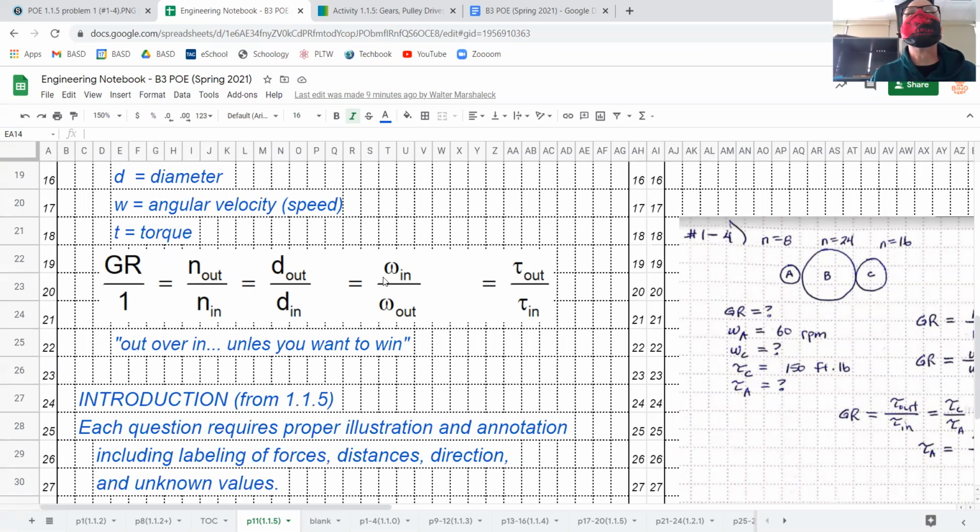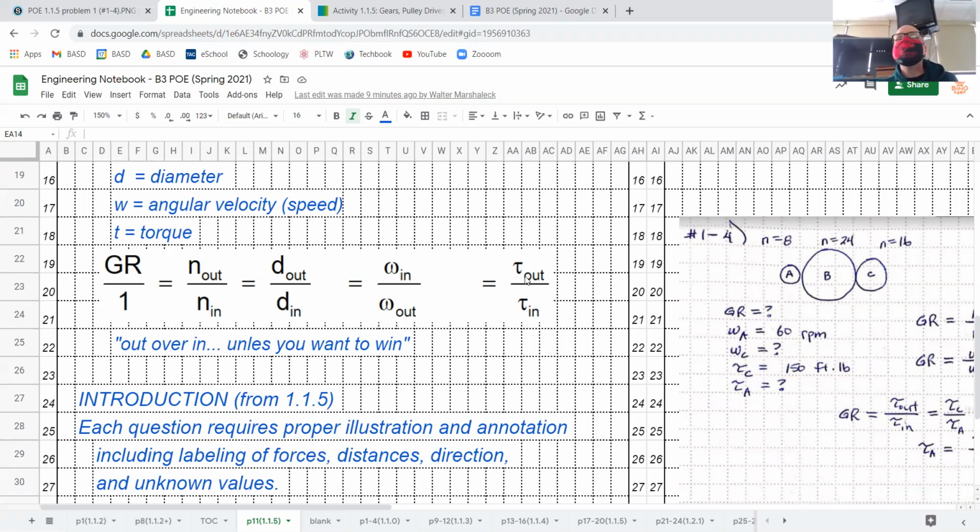Well, what I really wanted to point out here is this little variable, which is a lowercase omega from the Greek alphabet. It looks like a real curvy W. And so from now on, I'm just going to call it W, even though it's actually an omega. And it is W sub in over W sub out. And what does that W represent? It represents angular speed. Angular speed refers to how fast something is spinning.